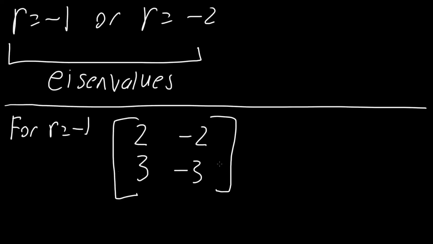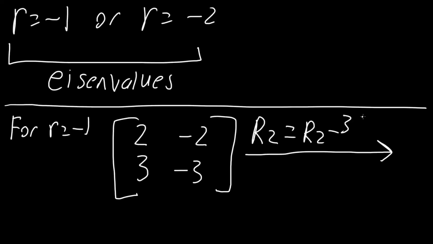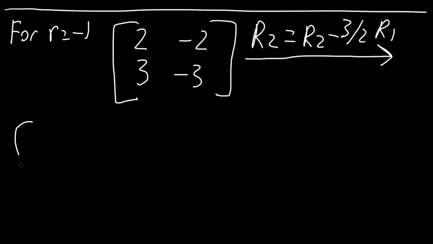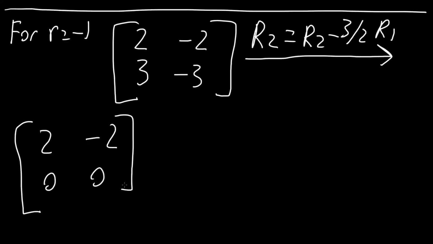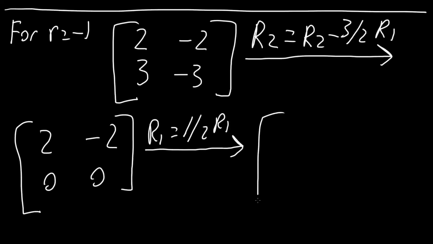And what we want to do is try to cancel out one of these terms using row reduced echelon form. We can do that if we say that r2, this line right here, is equal to r2 minus 3/2 r1. So let me scroll down. And so this would equal, 2 would remain the same, minus 2 would remain the same, but this term right here would be canceled. We would get 0, 0. Further, we can reduce this by saying that r1 is equal to 1/2 r1. And so we would get 1, negative 1, 0, 0.